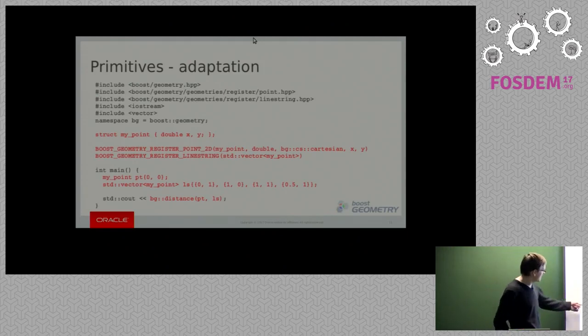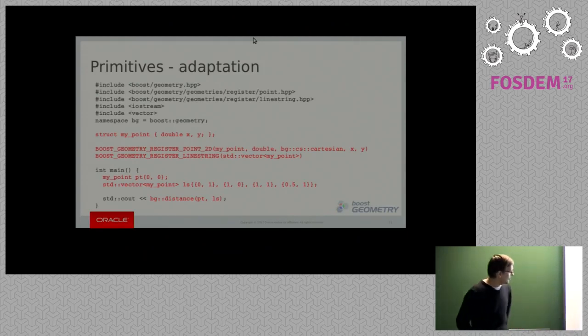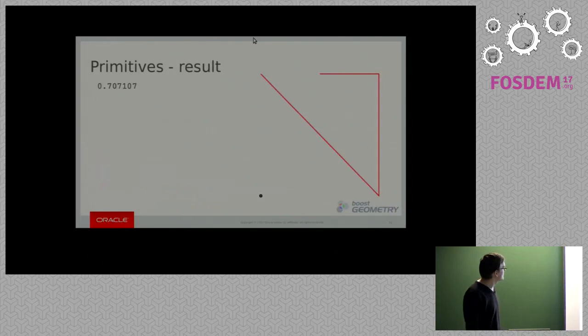And then again, I'm creating a point. I'm creating a vector of points, which is now treated as a linestring by the library. And again, I'm calculating some distance. So yeah, the distance is the same.